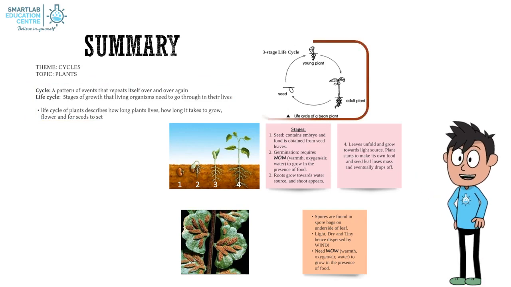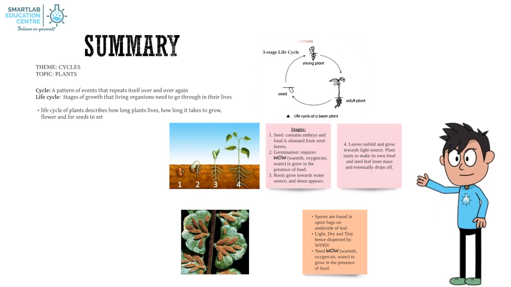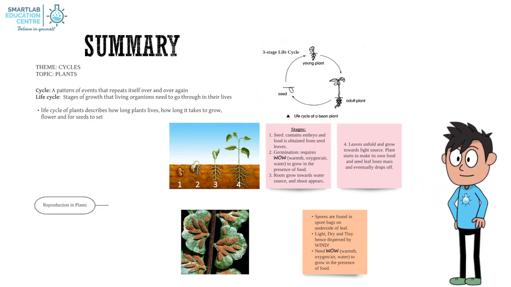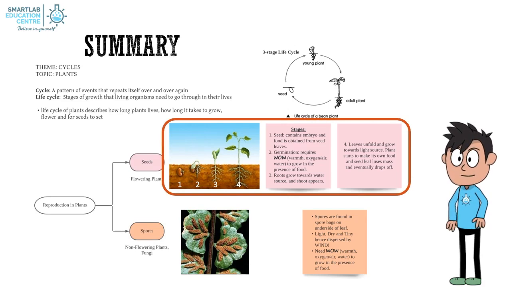Life cycle of a bean plant. From seed to young plant, then into adult plant. There are two ways plants reproduce: by seeds or by spores. There are 4 stages for reproduction by seeds.